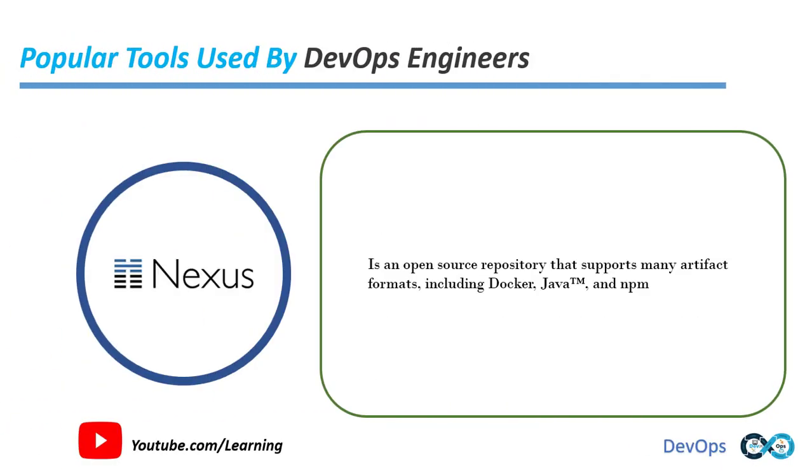Now we'll talk about Nexus. Nexus Repository OSS is an open source repository that supports many artifact formats, including Docker, Java, and NPM. With the Nexus tool integration, pipelines in your toolchain can publish and retrieve versioned apps and their dependencies by using central repositories that are accessible from other environments.